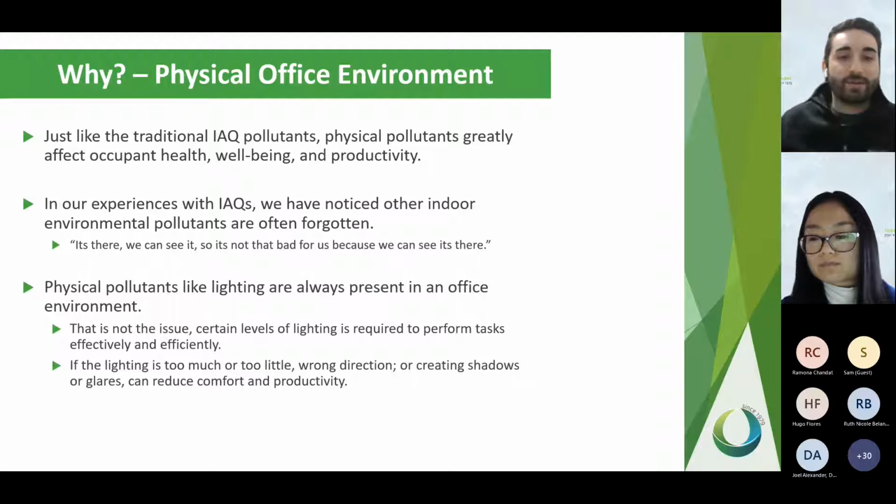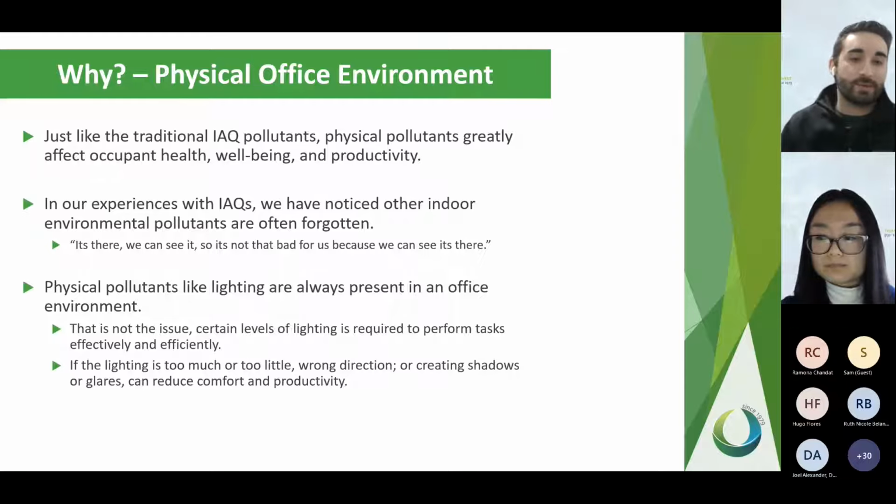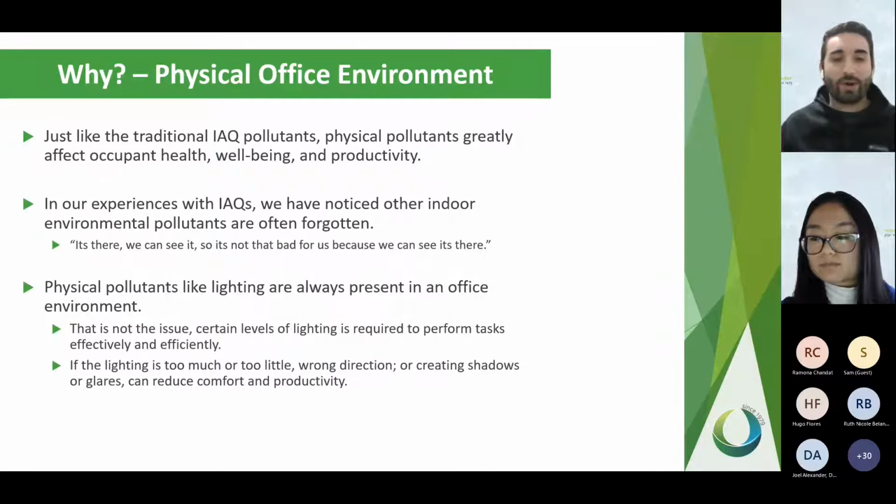Just like how lighting is always present in an office environment. Lighting being present is not the issue. It's certain levels of lighting that is required to perform tasks effectively and efficiently that might be the issue. So for example, if lighting is too much or too little, if it's in the wrong direction, it could even be creating shadows or glares. And having these wrong scenarios can reduce the occupant's comfort and ultimately their productivity at work.